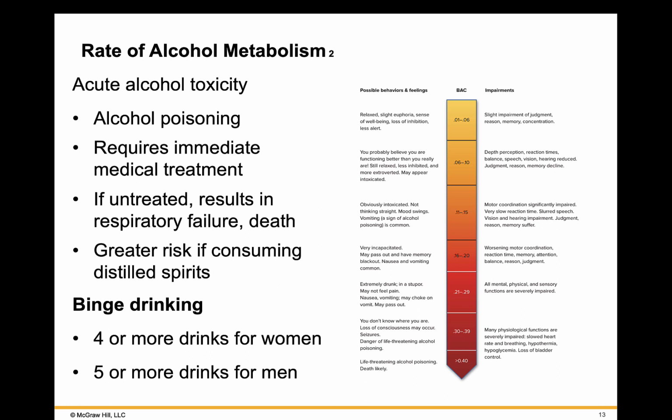If we're looking at 0.30 to 0.39, you don't know where you are. There is a loss of consciousness that may take place, potentially seizures, and danger of life-threatening alcohol poisoning. Many physiologic functions are severely impaired: slowed heart rate and breathing, hypothermia, hypoglycemia, and also loss of bladder control. When we look at blood levels greater than 0.40, life-threatening alcohol poisoning and death is likely.